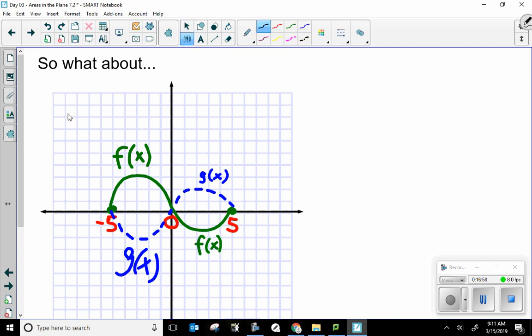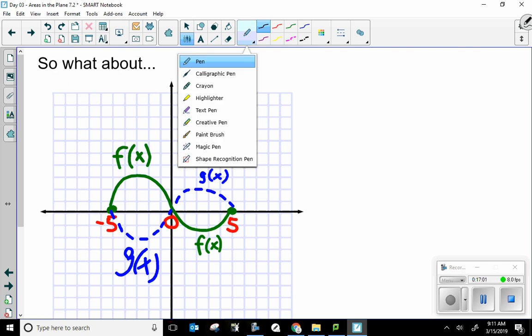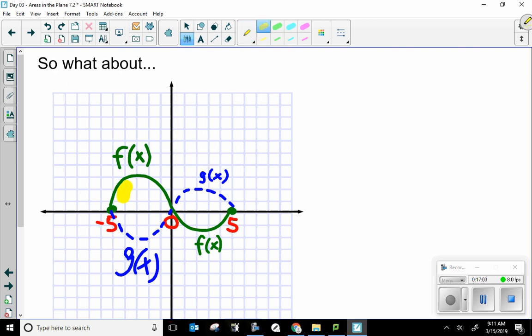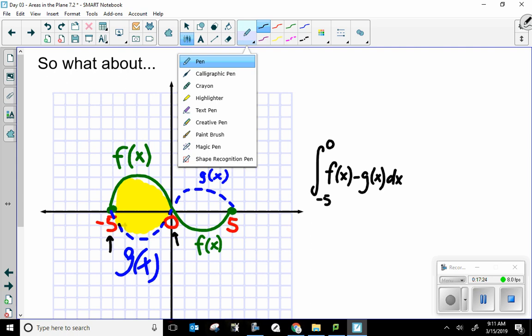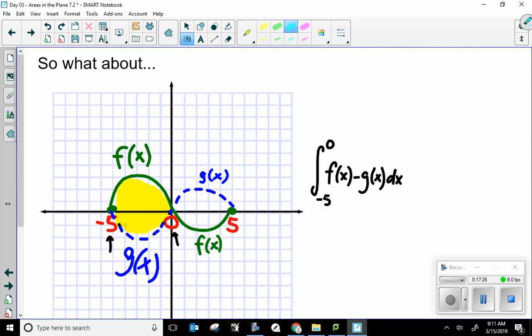Okay, so I need to find the area between the curves. So first, I'm going to find the area here. That's the integral from 0 to -5 of my top curve minus my bottom curve. And I want to add that because I want the area between all the curves. I'm going to add it to this area.